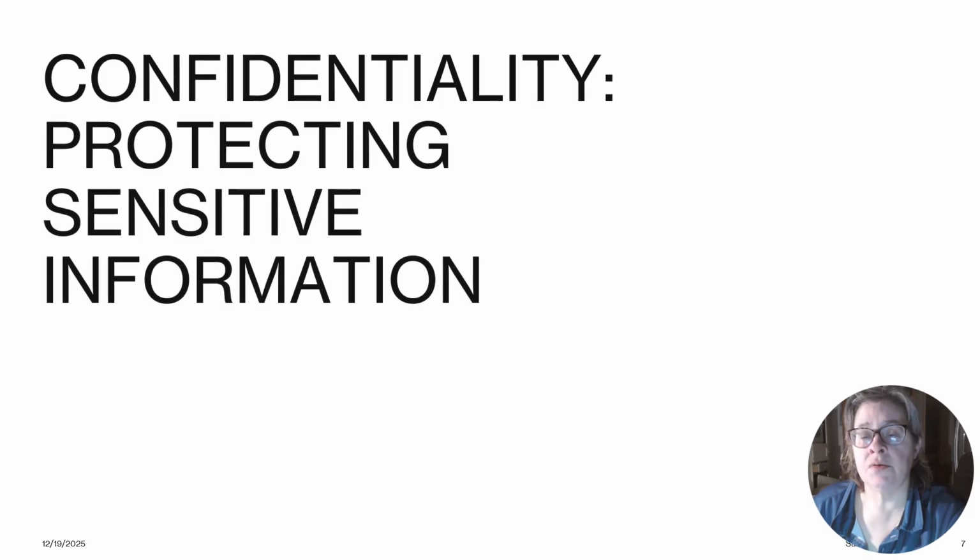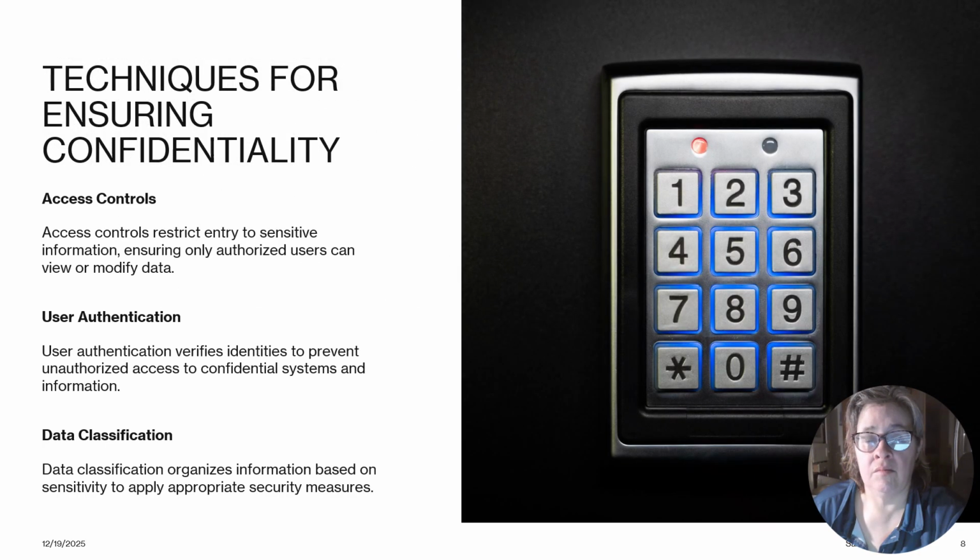Confidentiality ensures data is accessed only by authorized individuals. This section explores techniques and real-world examples related to preserving confidentiality. Key techniques include access controls, user authentication, and data classification. This helps limit information exposure and prevent unauthorized access.